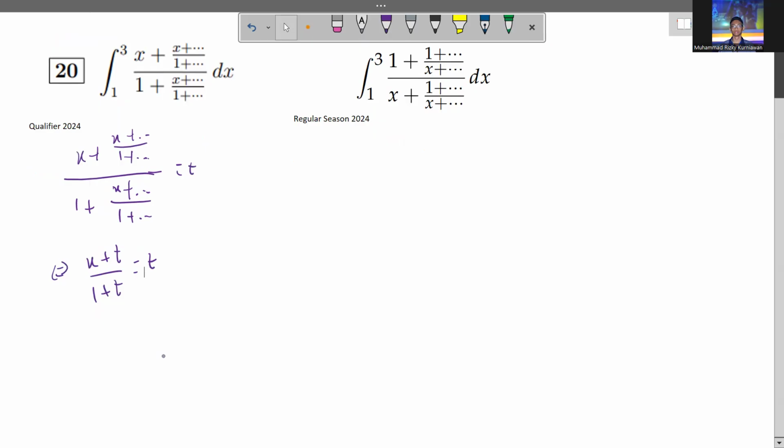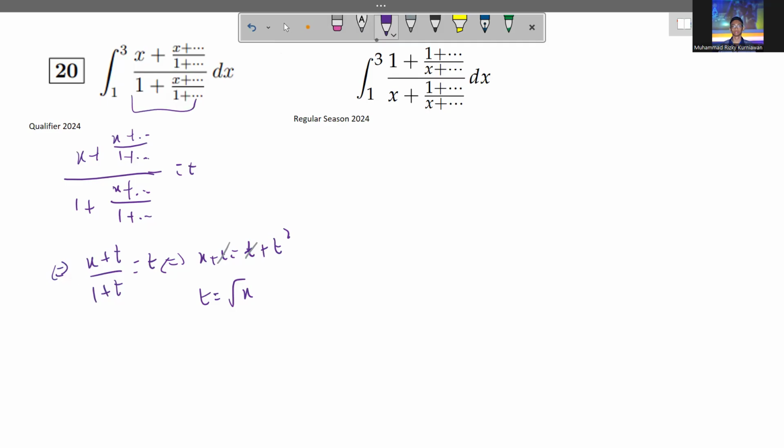We can multiply both sides by 1 plus t to obtain x plus t equals t plus t squared. These t's cancel out, and then we have t equals square root of x. Actually, it's plus minus square root of x, but because the integral goes from 1 to 3, which is always positive, we have to pick the positive sign. So we can just assume that t is equal to square root of x.